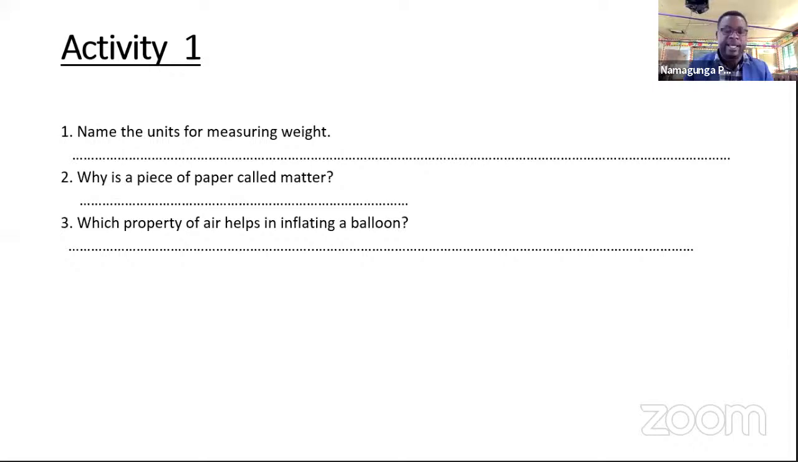All right. Can I ask Nafuka? Nafuka, please. Can you read for us number 4? Mention the property of air which helps a mechanic to fill a car tire with air. Which answer do you give there? Air exerts pressure. Very good. Air exerts pressure. Number 5 is our last number on this activity.